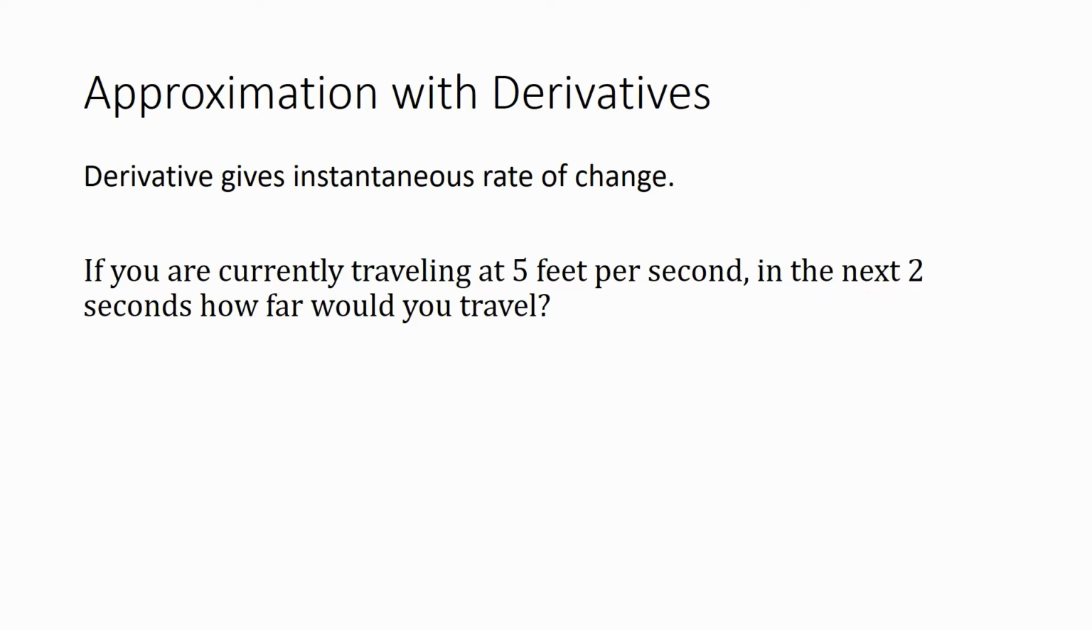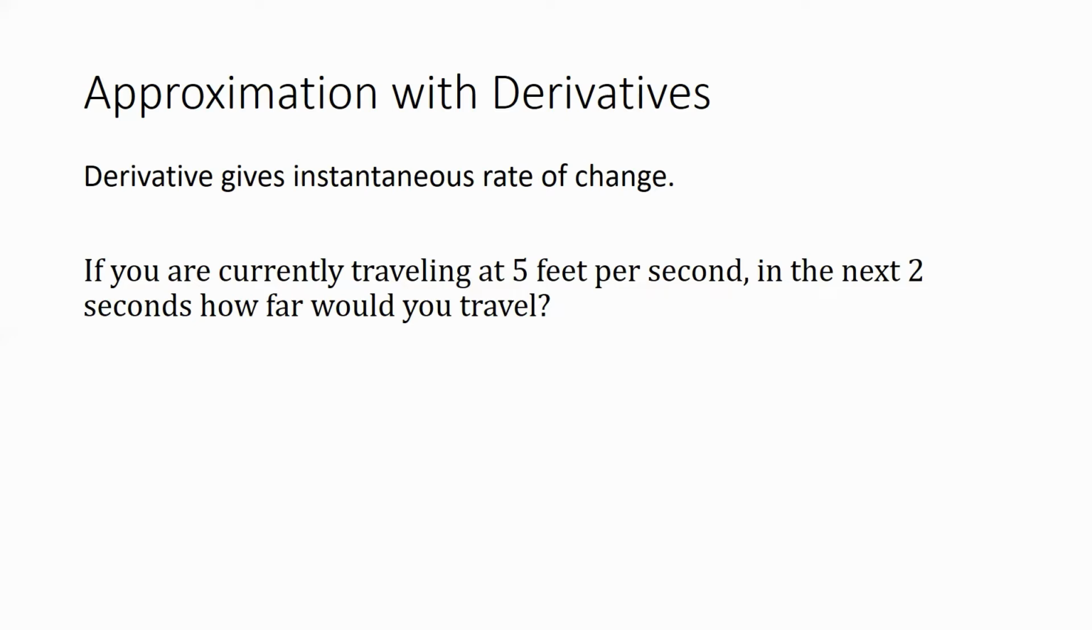If you are currently traveling at a rate of 5 feet per second, in the next 2 seconds, how far would you think you'd travel? Well, if you continued at a rate of 5 feet per second, in 2 seconds, you'd travel 10 feet. So if the instantaneous rate of change is 5 feet per second, then we could approximate that you would travel 10 feet in the next 2 seconds.